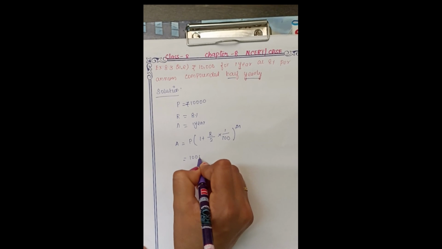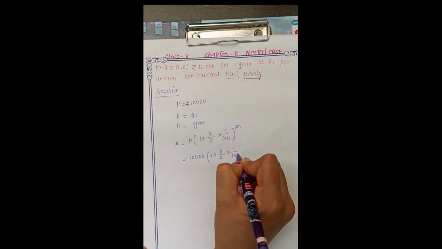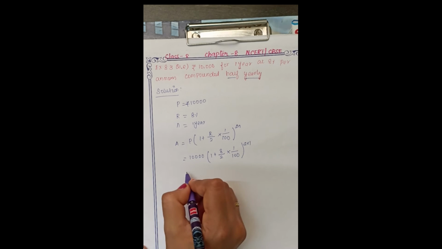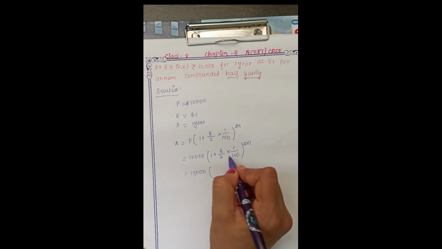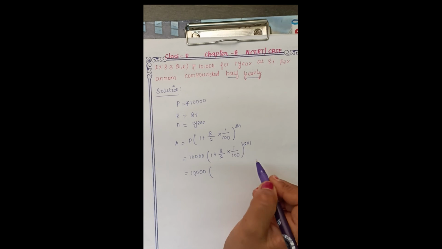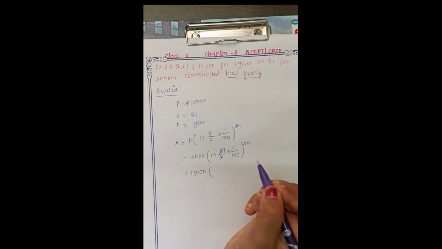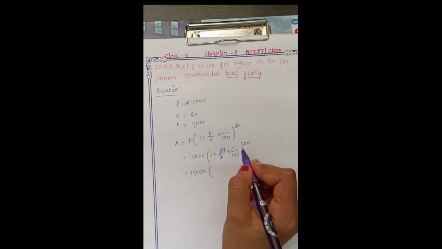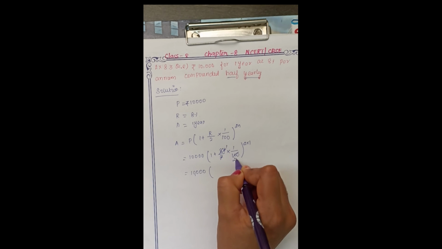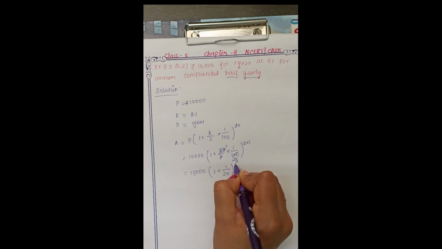So principal is 10,000 rupees. 1 plus 8 by 2 into 1 by 100. 2 into n is 1. So 10,000 into, so 1 2s are 2, 4 2s are 8. So cut 400 by 4th table. 1 4s are 4, 25 4s are 100. So we have 1 plus 1 by 25 in power 2.